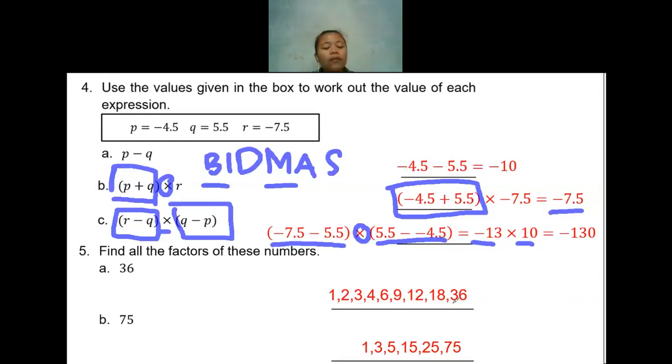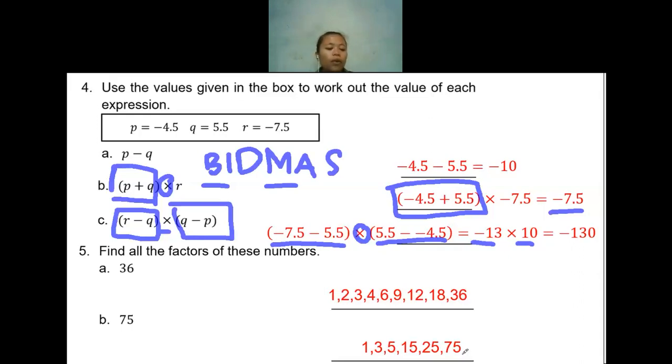For 75, also the same thing. We find all of the multiplications that make 75. So this is all the possible multiplication: 1 times 75, 3 times 25, 5 times 15. So the factors will be 1, 3, 5, 15, 25, and 75.